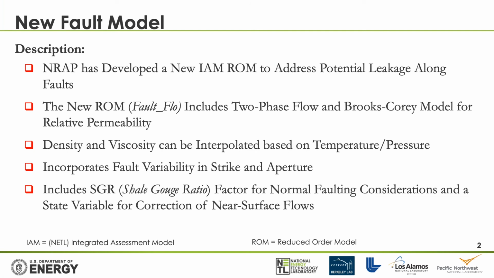So NRAP has developed a new IM fault ROM to address potential leakage. The new ROM, called Fault Flow, includes two-phase flow and a Brooks-Corey model for relative permeability. Density and viscosity can be interpolated by the code from temperature and pressure at the reservoir horizon. It incorporates fault variability in strike and aperture between simulations. It includes an SGR factor for normal faulting considerations and a state variable for corrections of near surface flows.